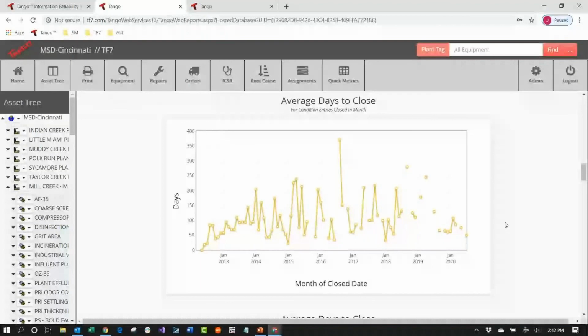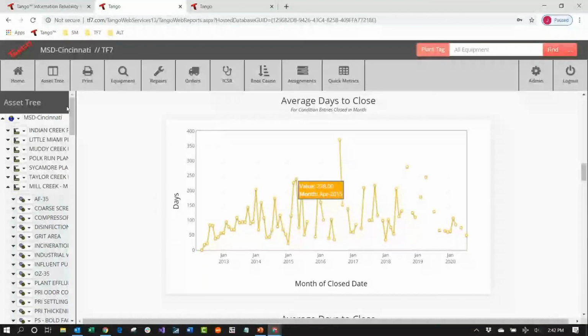So looking at that programmatic approach of how long it's taking once a condition entry is opened to how long it takes to get closure can be very powerful. And that graph, when you see a nice downward trend in it, it's a wonderful thing to be able to go show management. Forrest, anything else? I guess we were going to cover quick metrics here as well.